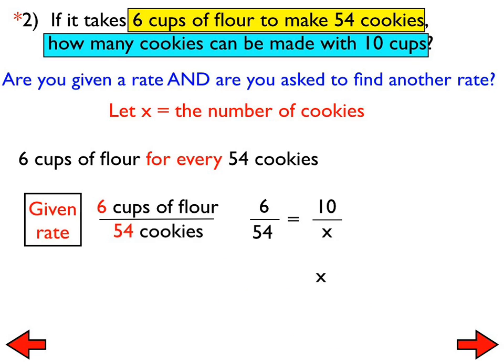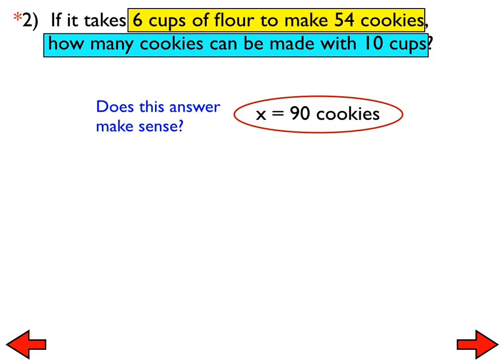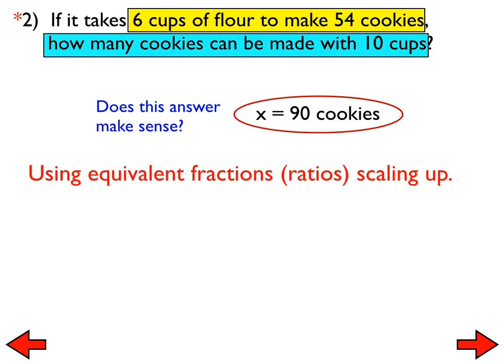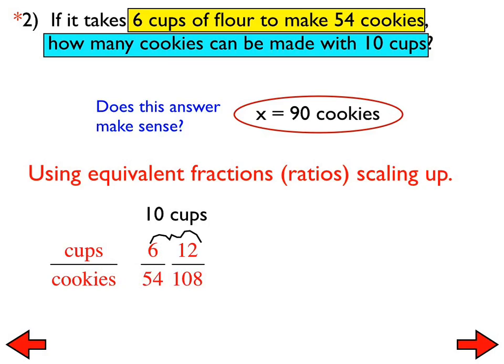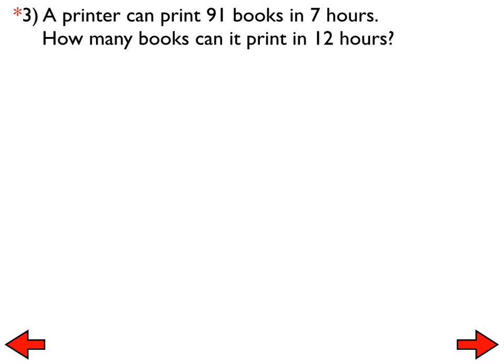If we're given a rate and we're asked to find another rate, we can solve using a proportion. All right. And now I'm going to double check to make sure that this answer makes sense. The given rate that we had was 6 cups of flour for every 54 cookies. If I scale up, we can see 10 cups of flour is in between 6 and 12, and 90 cookies is in between 54 and 108. That means that the answer makes sense. Okay. Everybody try number 3.